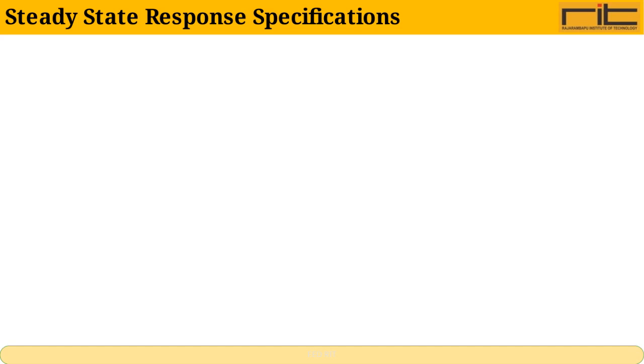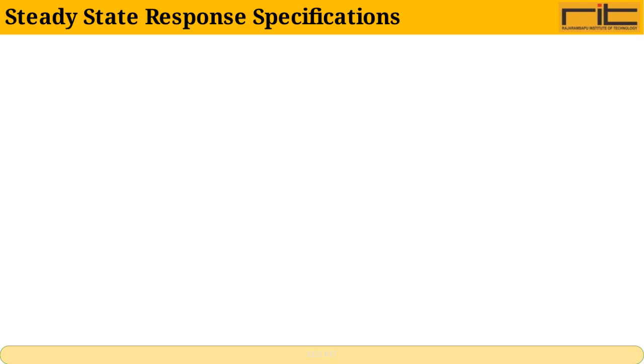Now, let's focus on steady state response specifications. These are important criteria that help us understand how a system behaves once it is settled and is no longer changing over time. Key specifications typically include parameters like steady state error, which tells us how close the output is to the desired input, and settling time, which indicates how quickly the system reaches a steady state.